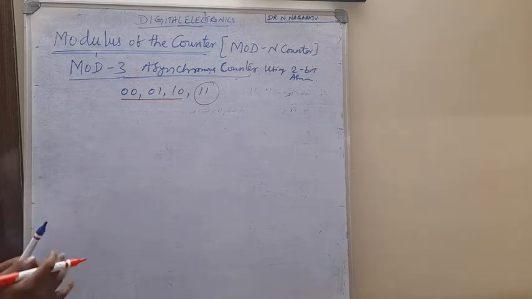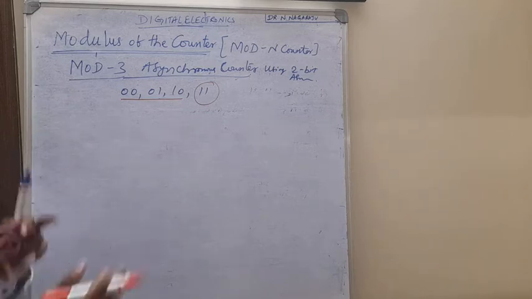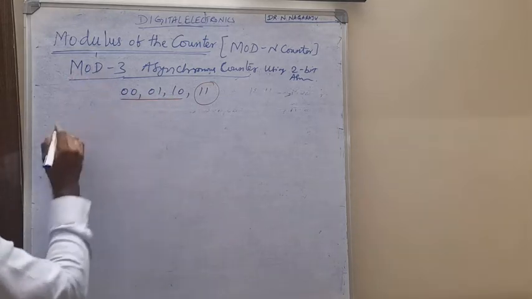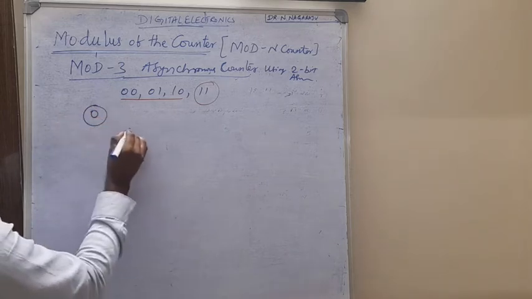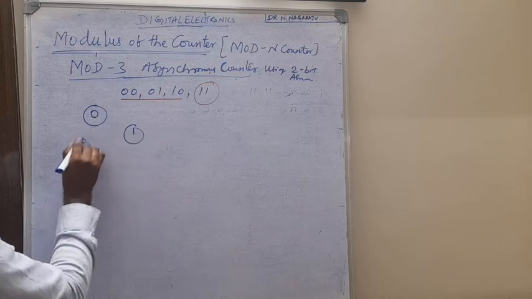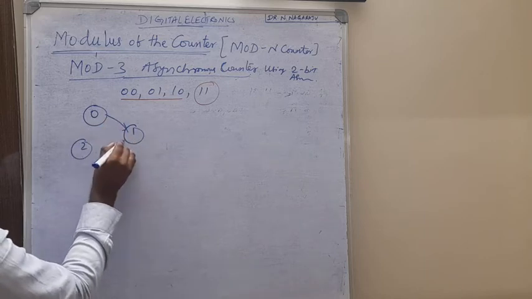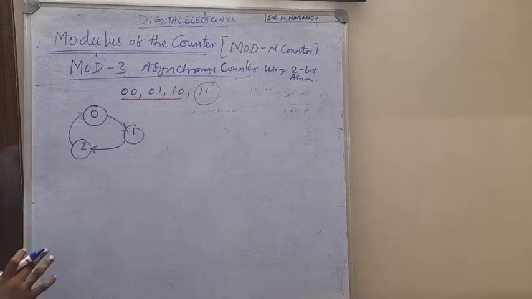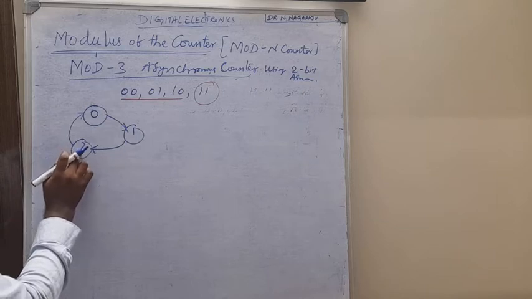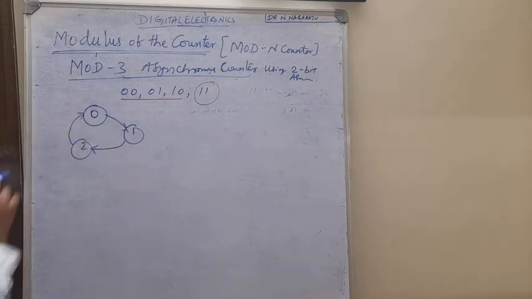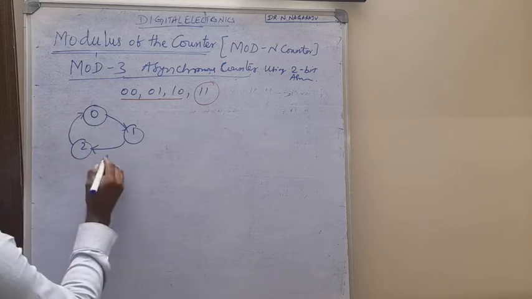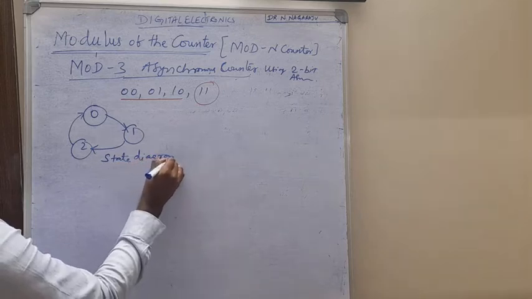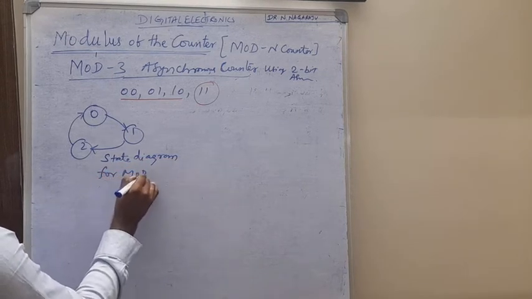So for that invalid state you have to find a reset logic. Here the state diagram is: this is state 0, state 1 and state 2. So only these possibilities: 0 to 1, 1 to 2 and again 2 to 0. It should not go to the third state. After receiving the second state, the third state will be reset to the 0 state. So this is the state diagram for mod 3.